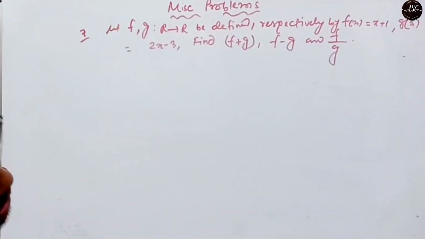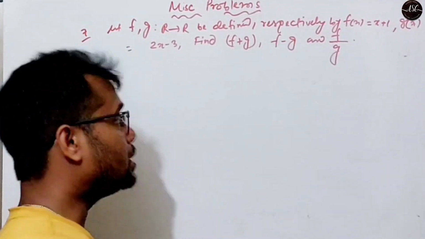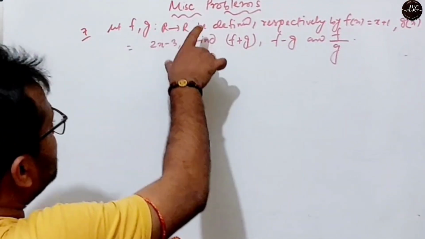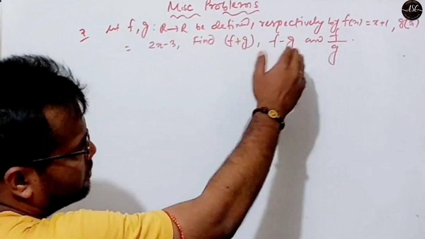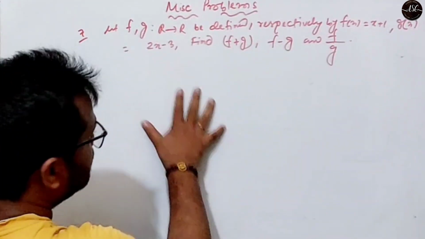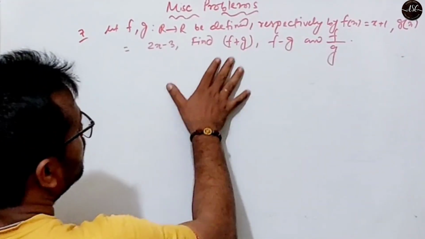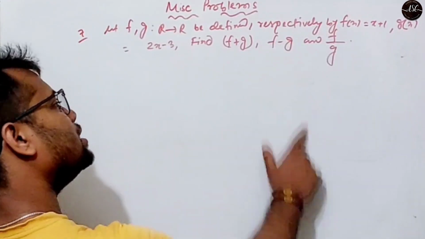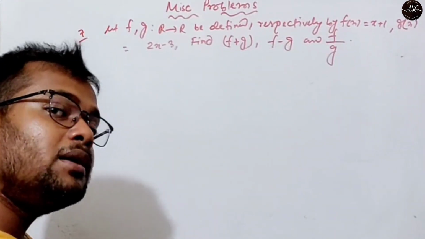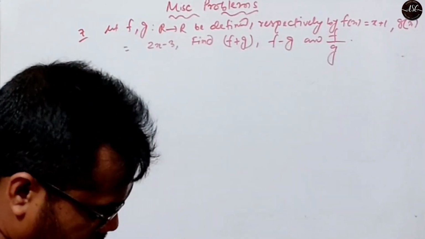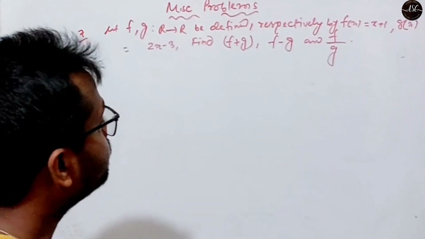Look at this question. This type of question we have done in the exercise, so this is your homework. Here f and g, from R to R, are defined respectively by f(x) equal to x plus 1 and g(x) equal to 2x minus 3. What will be the value of f plus g, f minus g, f by g? We have done this type of example in the exercise, so this is your homework.